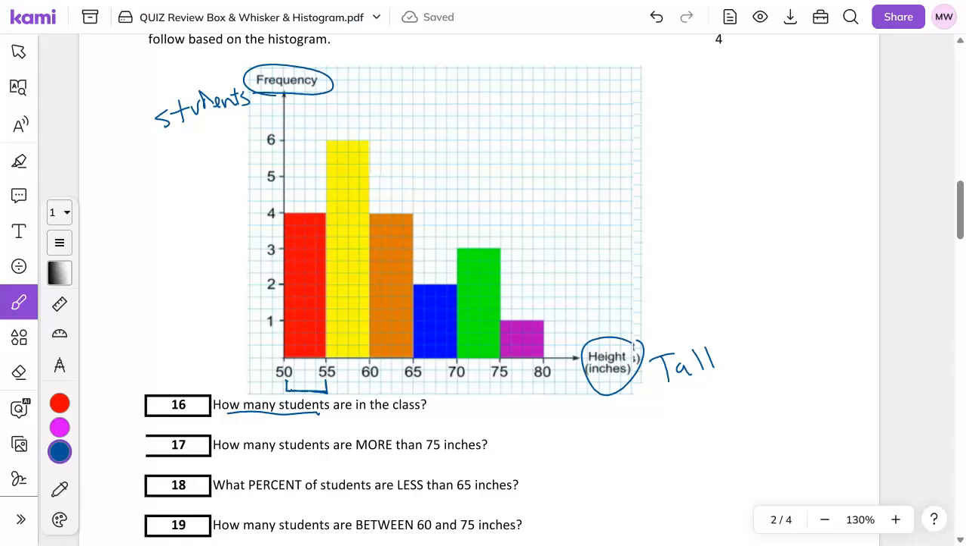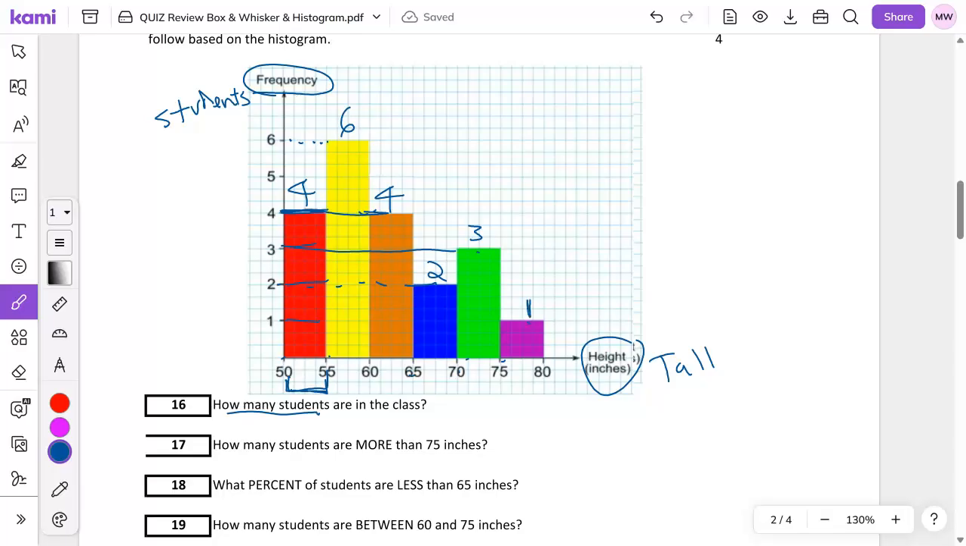Okay, so how many are between 50 and 55? Well, there's 1, 2, 3, 4. So there's 4 students that are between 50 and 55. So if we count the rest, over here there's going to be 6. Over here, there's also going to be 4. Here, there's going to be 2 for between 60 and 65. 70 to 75, there's going to be 3. Here, there's going to be 1.